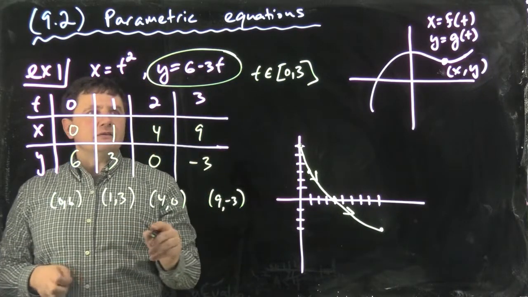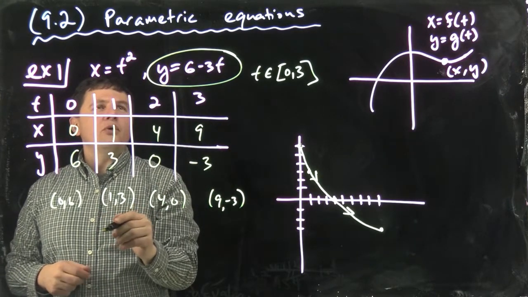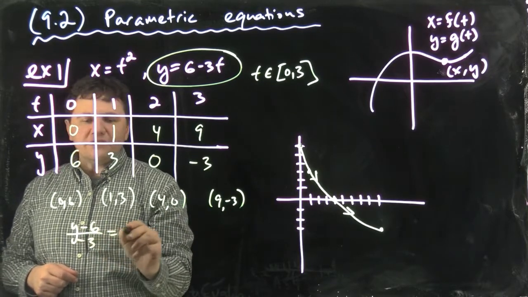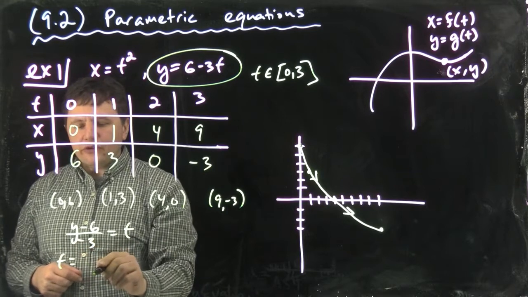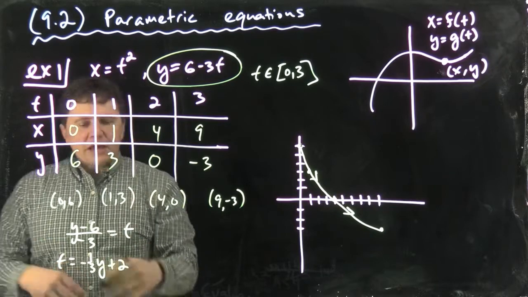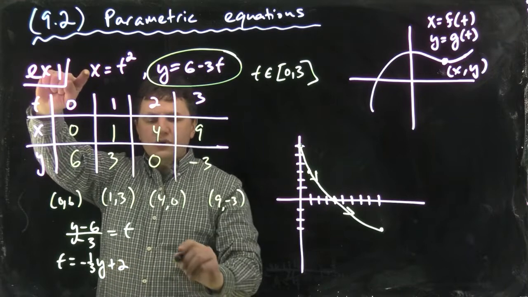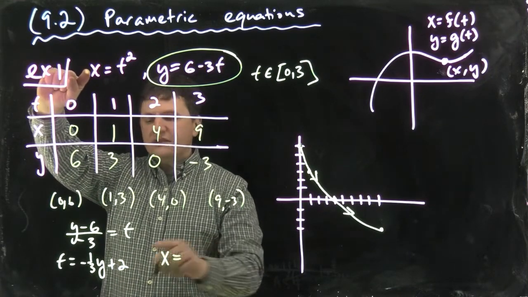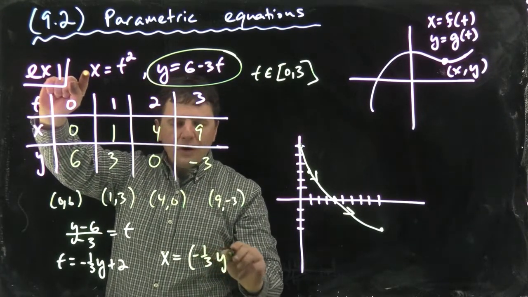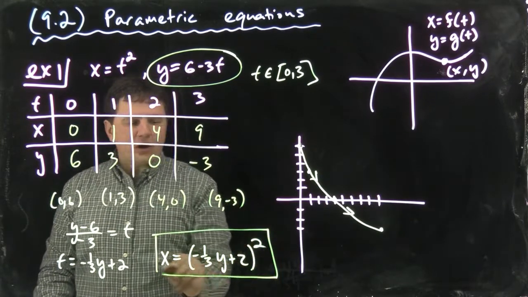So what we're going to get is, sorry about that, y minus 6 divided by negative 3 is equal to t. So t is equal to negative 1/3 y plus 2. Simplification in this type of scenario doesn't really matter. To get my equation, I'm going to plug this in for x. So I get negative 1/3 y plus 2, squared. I'm not going to bother foiling that out or multiplying it. And this is my Cartesian equation.